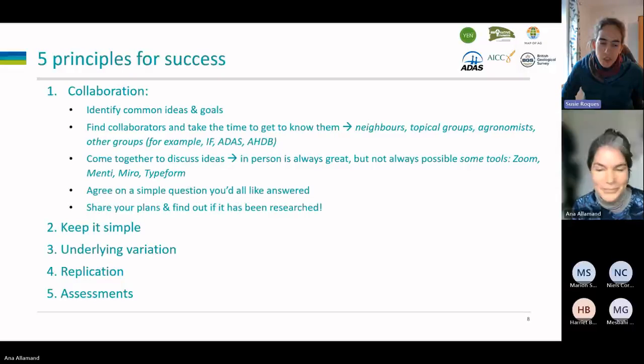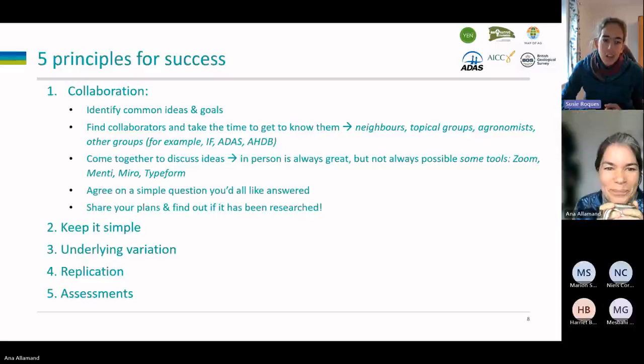Yeah, we've been running 100 to 200 on-farm trials a year for the last 7 years maybe, and these are the principles that have crystallized out of that, from the mistakes we've made and the things that have gone well. The first one is collaboration.